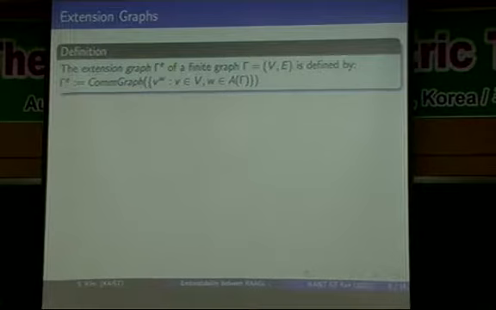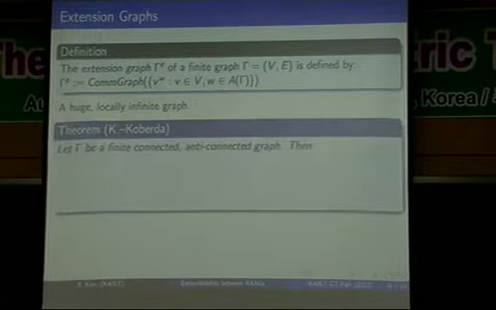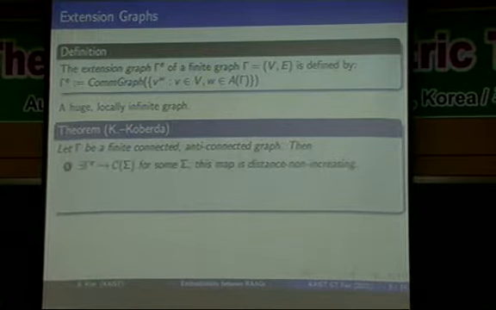Basically, given a gamma, we define gamma E. The vertices are conjugates of vertices. So pick any vertex and pick any word in the right-angled Artin group. This is actually a hugely locally infinite graph, and the theorem that we have described is that if you have a finite connected, anti-connected graph, then the extension graph embeds into the curve complex, for some surface.